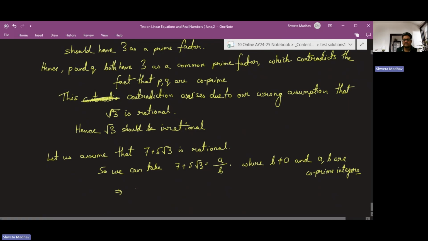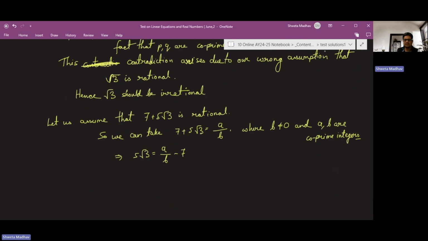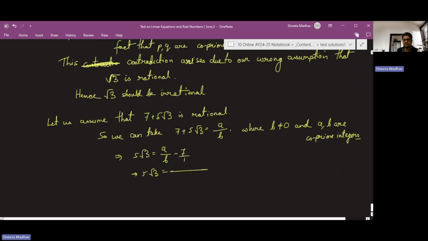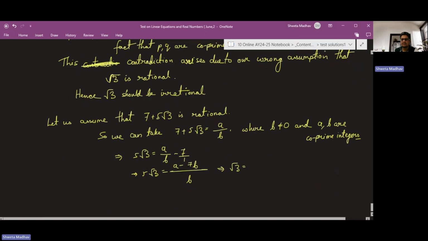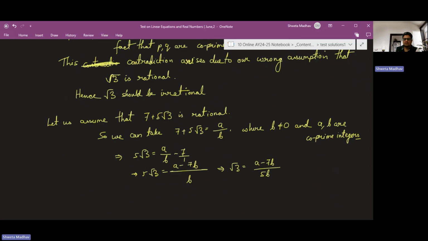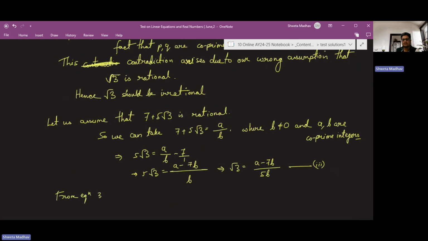Then 5 root 3 will be equal to a by b minus 7, since when a term changes side, the sign will change. If we take the LCM of 1 and b, that is b, we write 5 root 3 equal to a minus 7b by b. Then root 3 will be equal to a minus 7b divided by 5b. Let's say this is equation number 3.